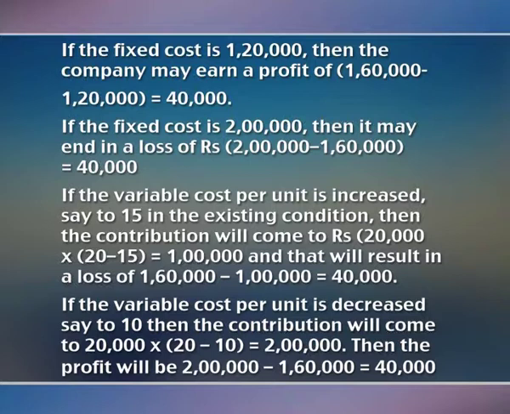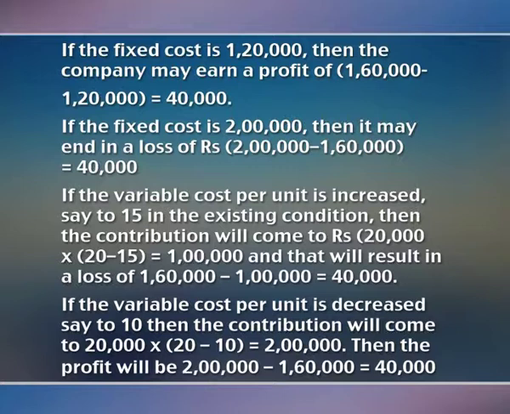If the fixed cost is 1,20,000, then the company may earn a profit of 1,60,000 minus 1,20,000, which is equivalent to 40,000. If the fixed cost is 2 lakhs, then it may end in a loss of rupees 2 lakhs minus 1,60,000, which is equivalent to 40,000. If the variable cost per unit is increased, say to 15 in the existing condition, then the contribution will come to rupees 20,000 into 20 minus 15, which is equal to rupees 1 lakh, and that will result in a loss of 1,60,000 minus 1 lakh, which is equal to 40,000.